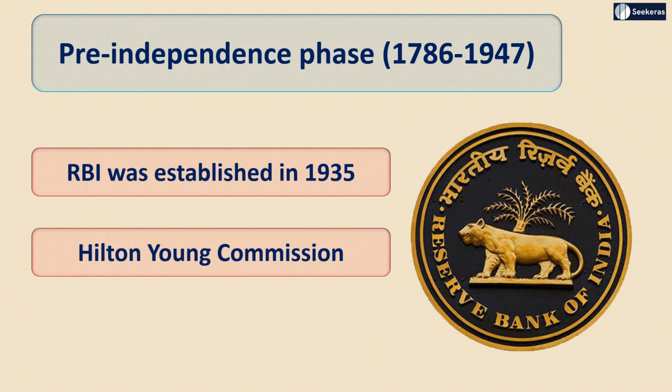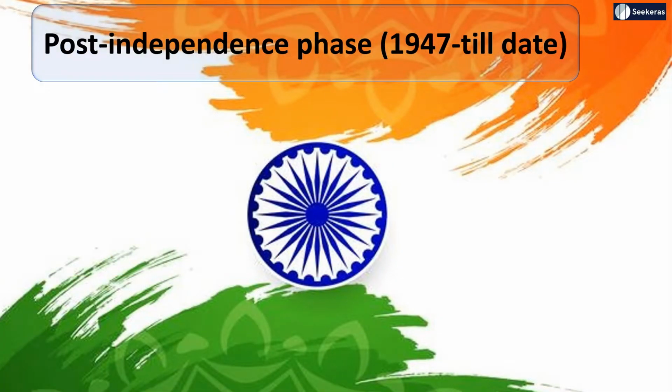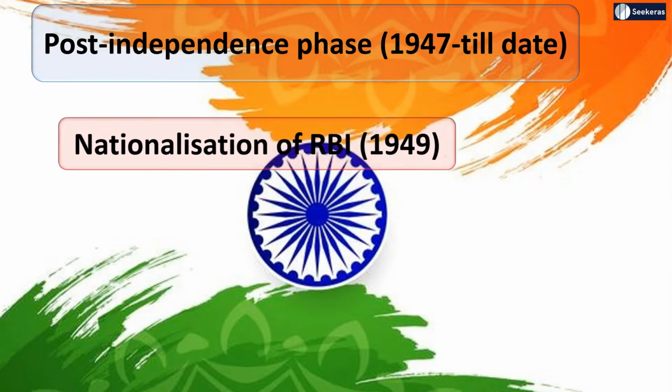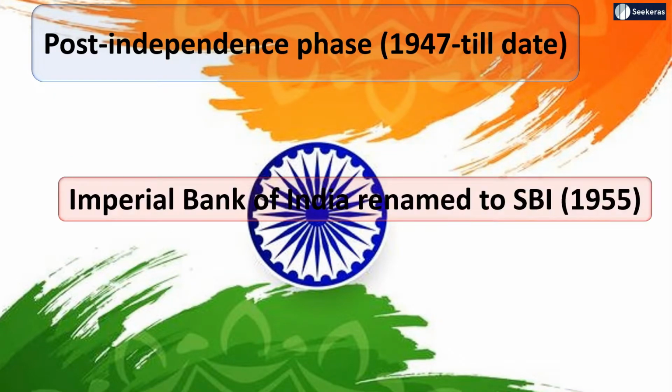2. Post-independence phase 1947 till date. At the time of independence, there were more than 1,000 banks in India and the entire banking sector was under private ownership. The rural population of the country had to depend on small money lenders for their requirements. To solve these issues and for better development of the economy, the Government of India nationalized the Reserve Bank of India in 1949. In 1955, the Imperial Bank of India was nationalized and named the State Bank of India.